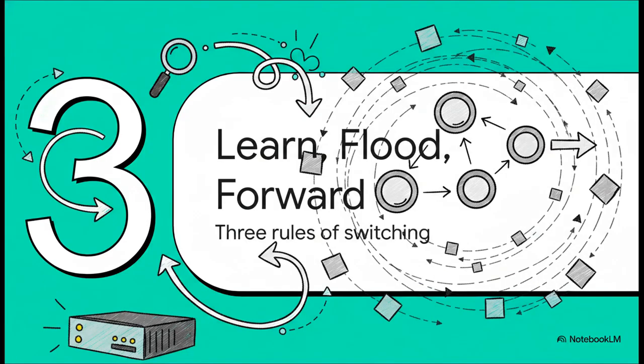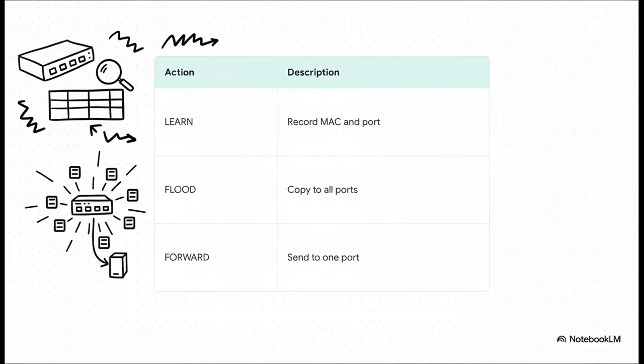Section 3. Learn, flood, and forward. The 3 rules of switching. Framing the switch's entire existence around just these 3 choices makes complex network traffic completely predictable. It's the rule of 3. First up, learn. The switch reads the source MAC address of an incoming frame and simply records it in the MAC table against the port it arrived on.